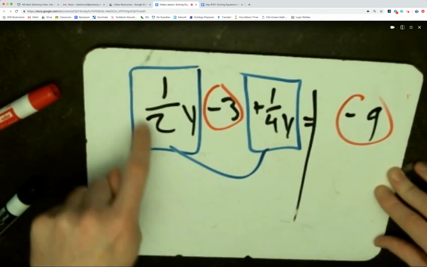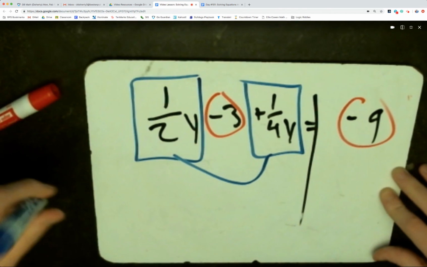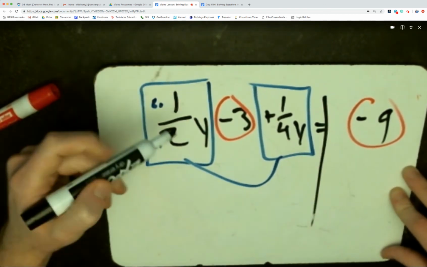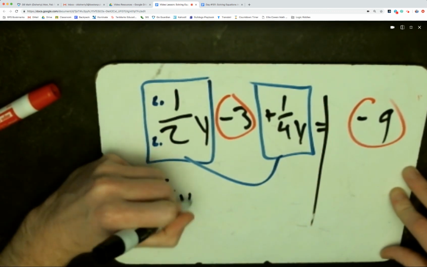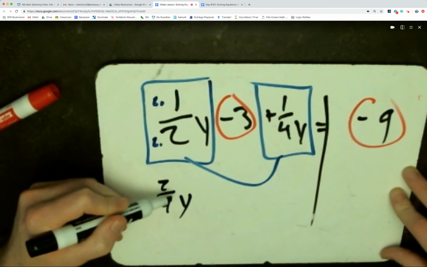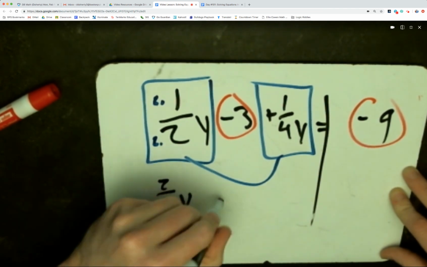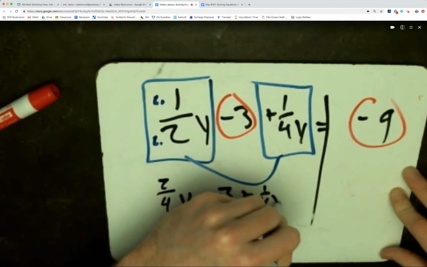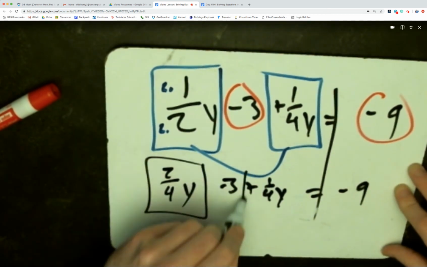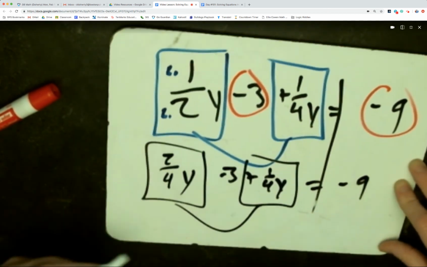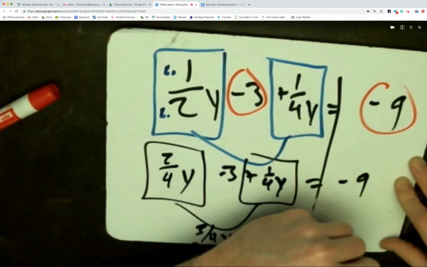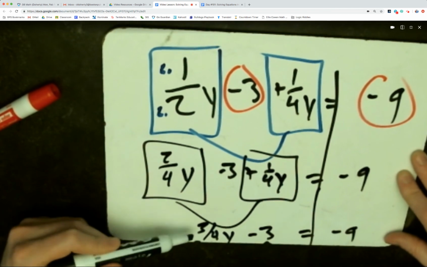Yeah, if I multiply by 2, if I multiply the top and the bottom here by 2, times by 2, times by 2, this becomes 2/4 y, equivalent, same value as 1/2, so I'm allowed to just change that part of the equation to something that's the same value. Minus 3 plus 1/4 y equals -9. Now at that point, we can combine 2/4 y with 1/4 y. That becomes 3/4 y minus 3 equals -9. And you're going to be on your own with your neighbor.